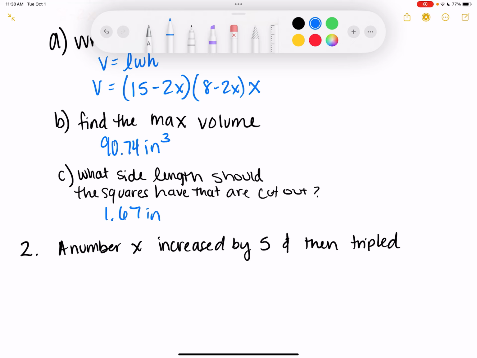x times 5? Increased by 5, so x plus 5. X plus 5, then tripled. Times 3. It would say cubed if it wanted you to raise it to a power. So tripled just means take it and multiply it by that number. So 3 times x plus 5 would be that equation.